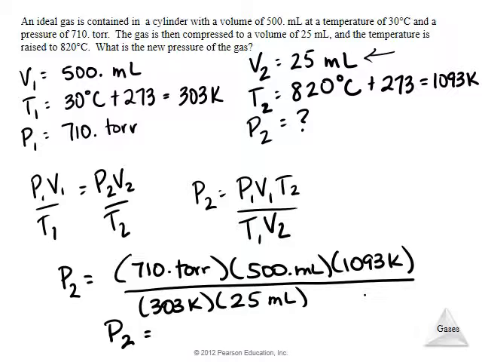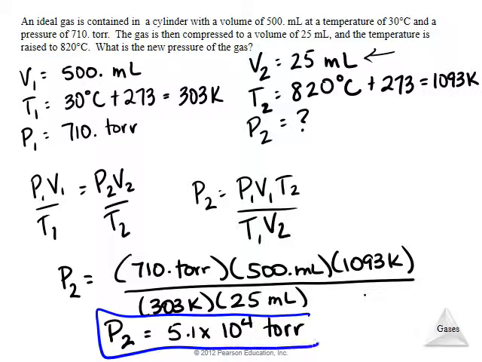Well, if I want that to be 2 significant figures, the easiest way for me to turn 51,223 into 2 significant figures is to write that as 5.1 times 10 to the 4th. And that's going to be torr. And again, put a box around it so I can see it easier.